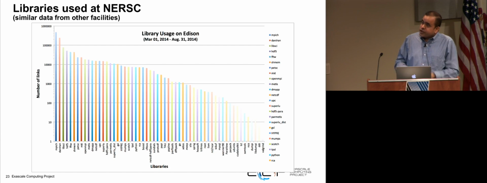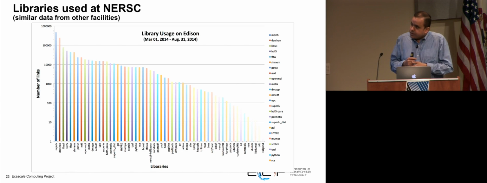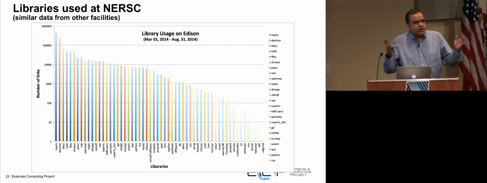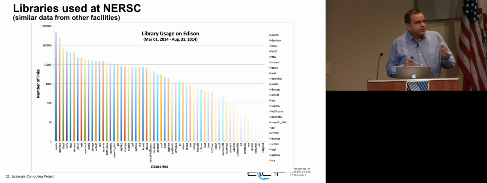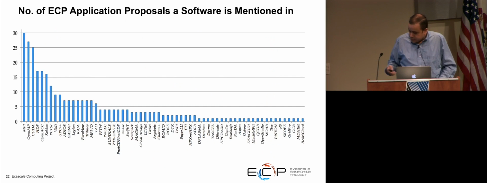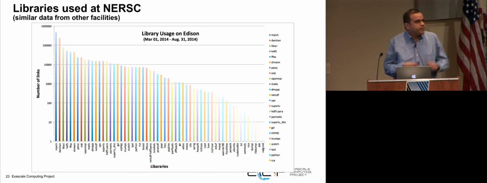Then from the facilities, we've got some detailed information, and this is an example where they've given us information about how many times libraries are linked on their systems, so they know which is being used the most and so forth. So this is over some time frame, the libraries that were linked at NERSC. So there is MPICH, there is Darshan, which is an I/O instrumentation library, and so forth. And we've got similar data from Oak Ridge and others. So that's another input point. So this is the kind of requirements that we look at when we select the projects.